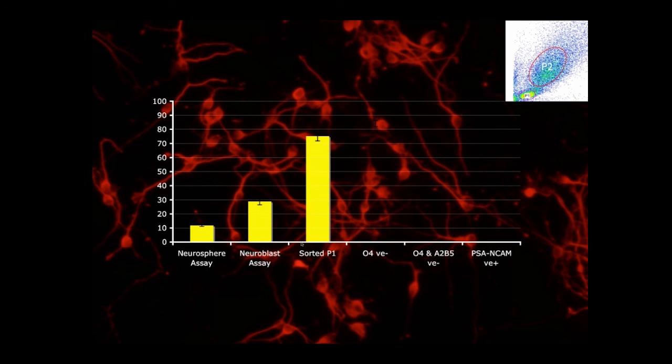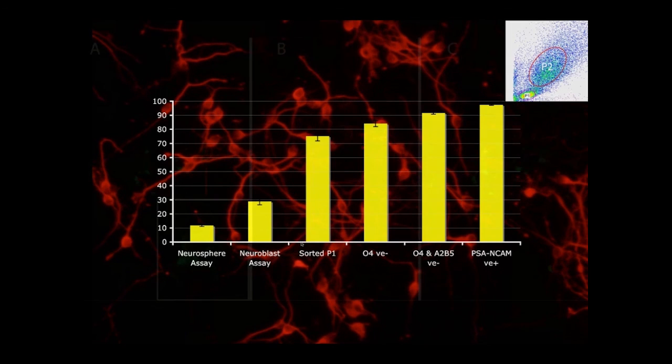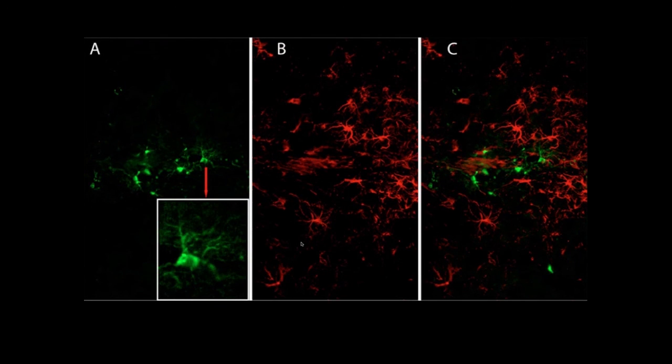Now we can look at the next question Hassan asked: is there a way that I can increase that purity, which was at about 75%? We found that if you isolated cells from the P1 population and took out the O4 positive cells, you could increase the purity to a little over 80%. If we took out the O4 and the A2B5 positive cells, he increased this to about 90%. But if he just pulled out the PSA-NCAM positive cells from the P1 population, he could get a 97% pure neuronal population.